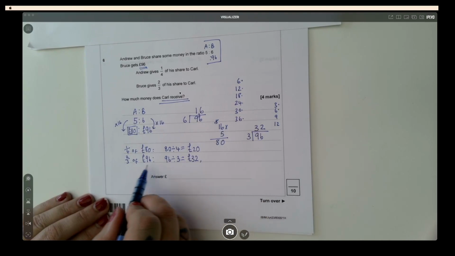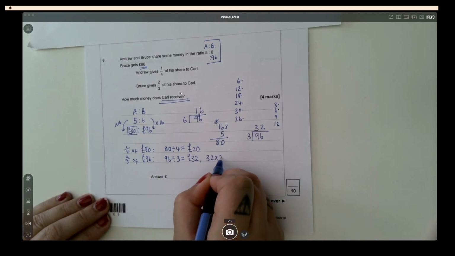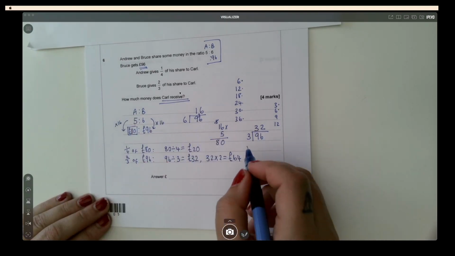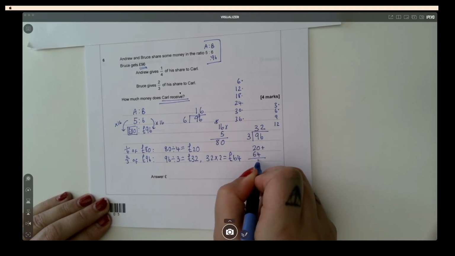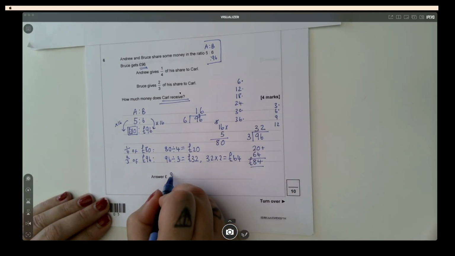However, that's 1/3. We need to now multiply by 2 to get 2/3. So 32 multiplied by 2 is 64. So Carl gets 20 plus £64, 4, 8. So he gets a total of £84.